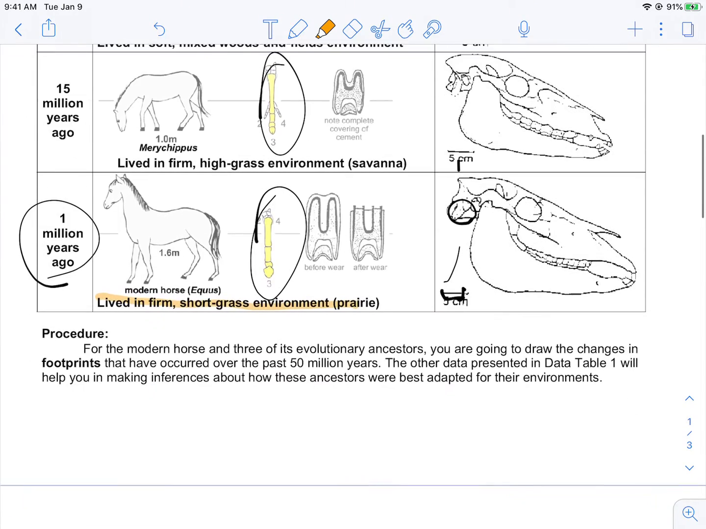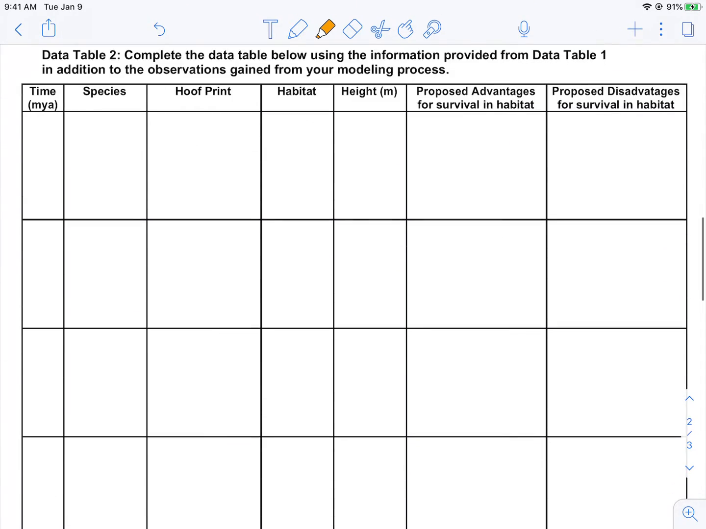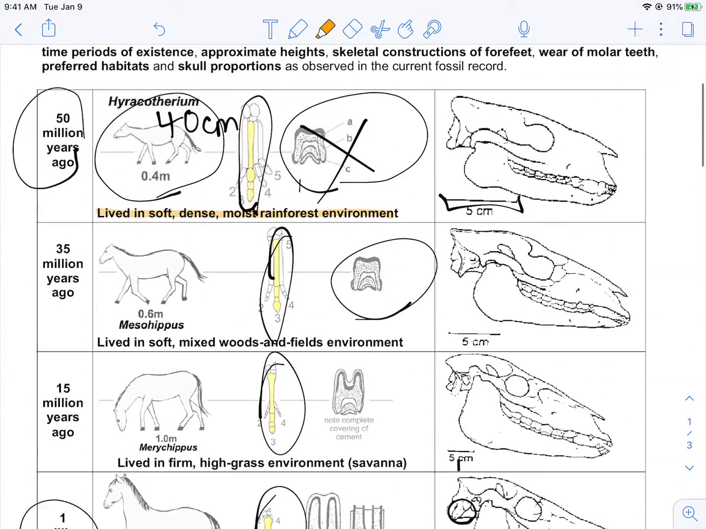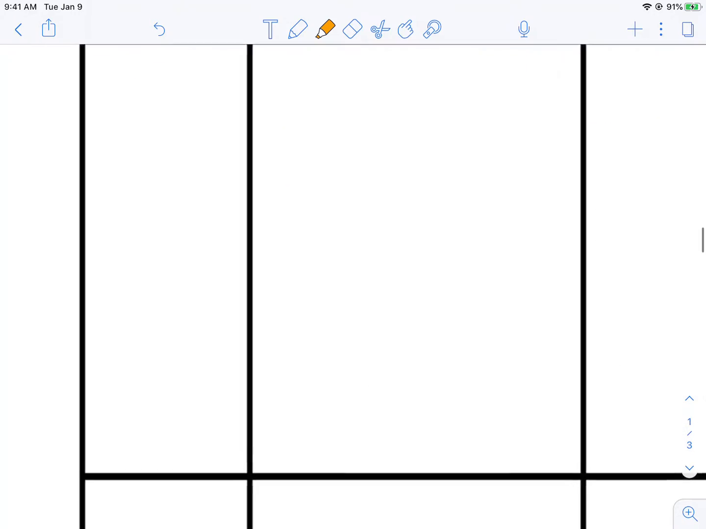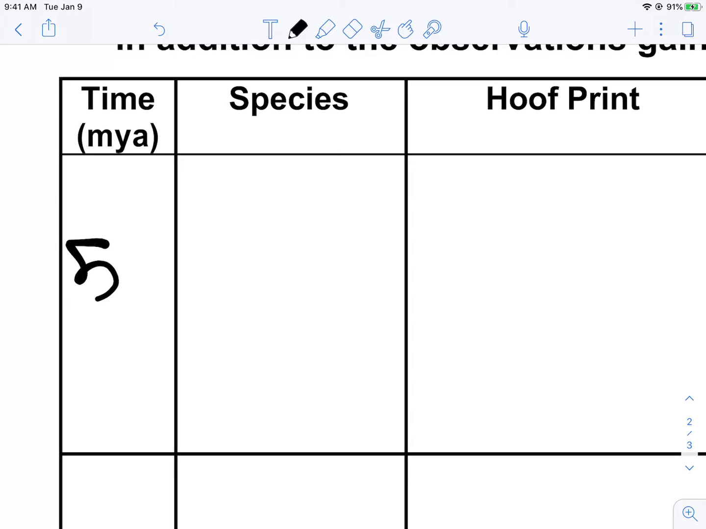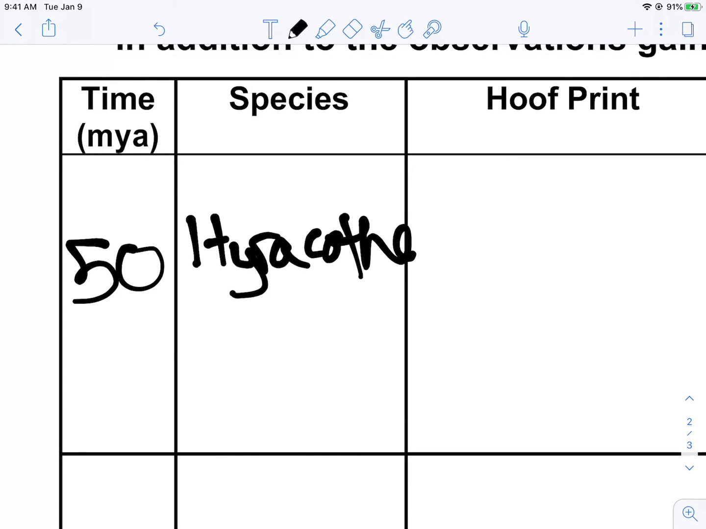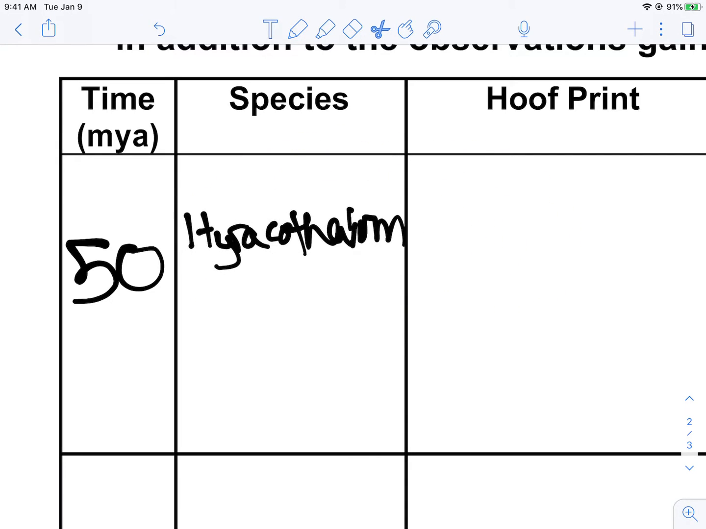Well, you're going to use this data from Table 1, and you're going to come down to Table 2. And what you're going to do is put the information from Table 1 in Table 2 and use it to make some inferences. Let's do the first one together. So the first one is Hyracotherium, which lived 50 million years ago. So I take this information, time million of years ago that it lived is 50. Species name is Hyracotherium. You can name your firstborn child that. I know that looks like a first grader wrote it with its less dominant hand, but we're going to move past that.